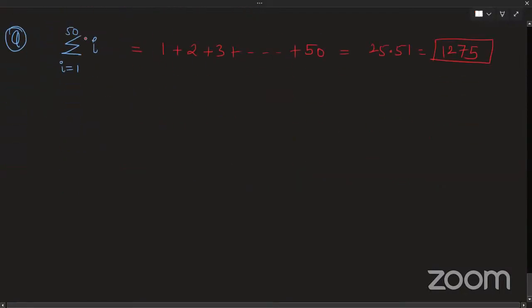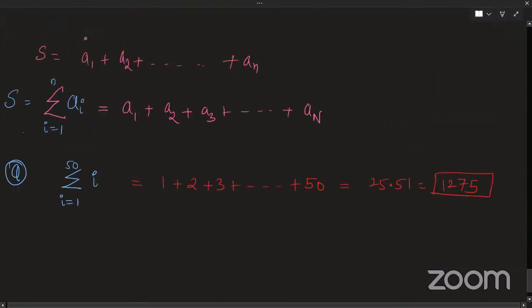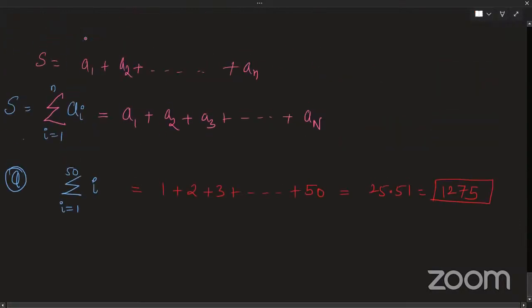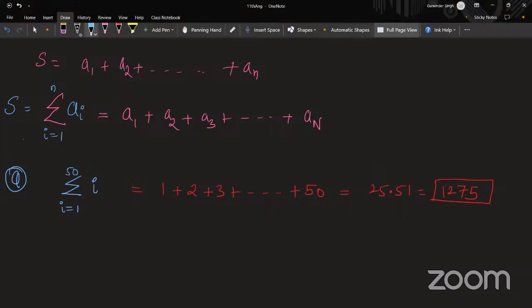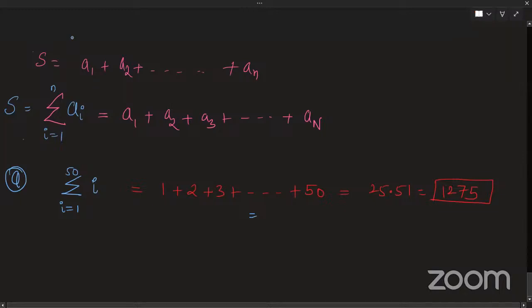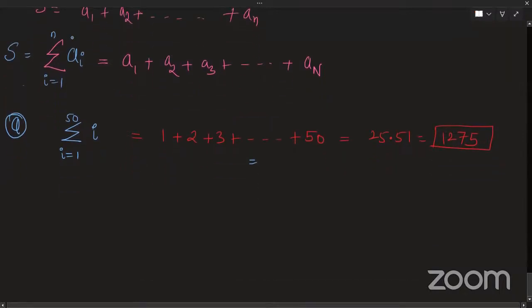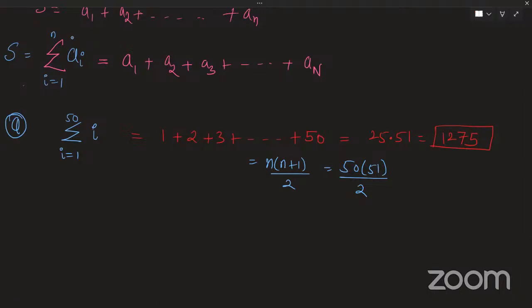Sir, why is it 25 into 51? It is actually n into n plus 1 by 2, because I have to take the sum of the first n natural numbers. So it is 50 into 51 by 2, which is 25 into 51. Okay, sir, I got it.